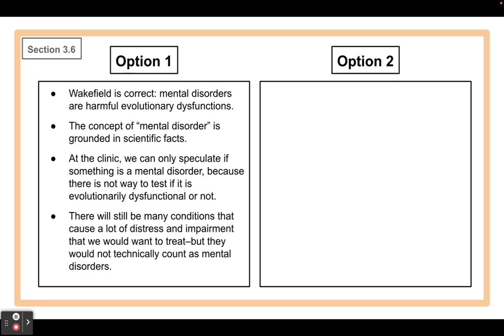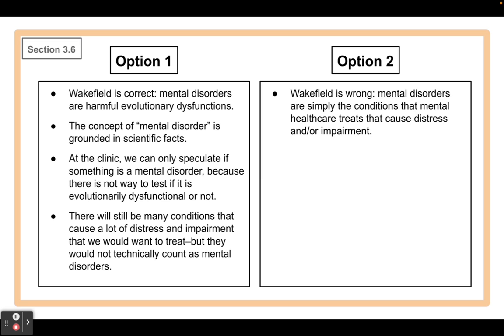If we go with Wakefield, here are the consequences. We get to ground mental disorder in scientific facts, but there are some practical limitations, right? We're not sure what is evolutionarily dysfunctional or not. And plus, it seems like in mental health care, we want to treat conditions that cause distress, that cause suffering. And if they're not also dysfunctional, then they wouldn't count for Wakefield. So Wakefield doesn't say we can't treat non-disorders, but then it kind of is this weird terminological thing where it's like, okay, well, some things aren't disorders, but we still want to treat them. But some things that are real disorders, right, those are the evolutionarily dysfunctional ones. So that's option one.